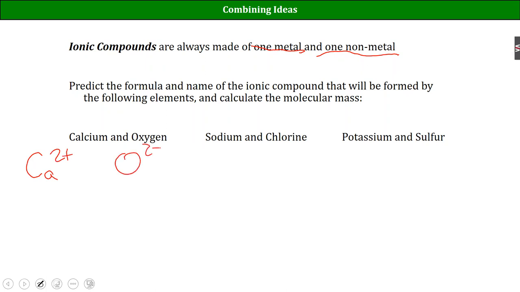So if those are our two ions, what ratio do we need to mix them together to get the charges to add up to zero? It's just going to be a one-to-one ratio, right? We need one calcium for every one oxygen in order to make the charges add up to zero. So this is our formula, representing how many of each atom you have using the atomic symbols, not the names. This is not the name of the compound. This is the formula of the compound.